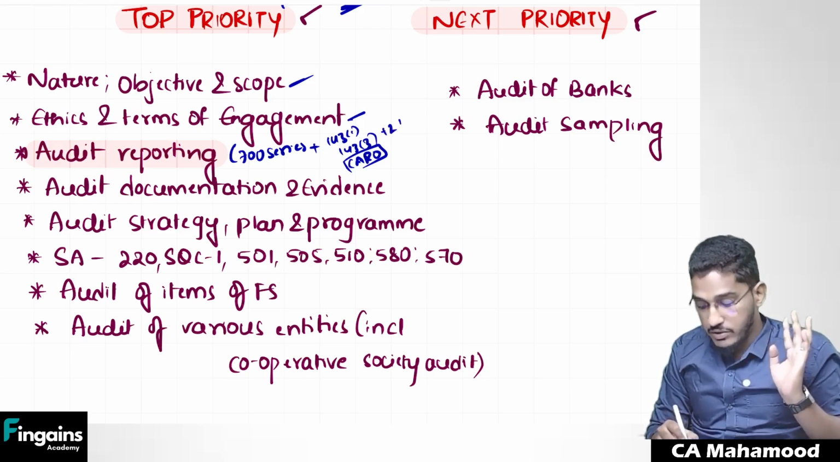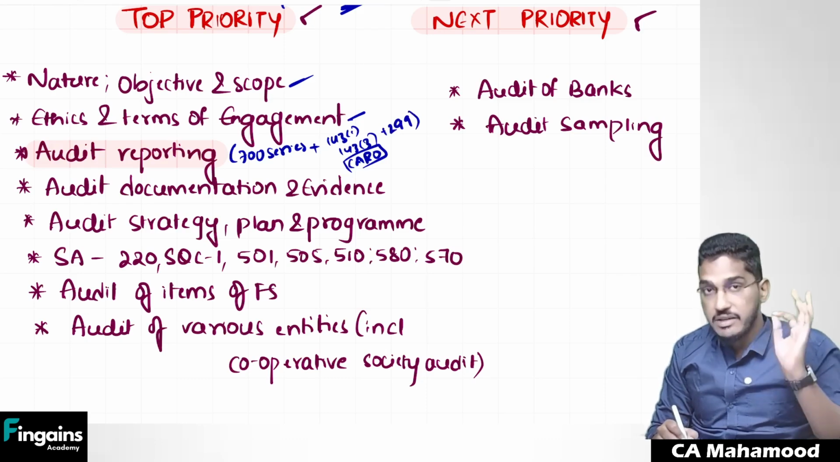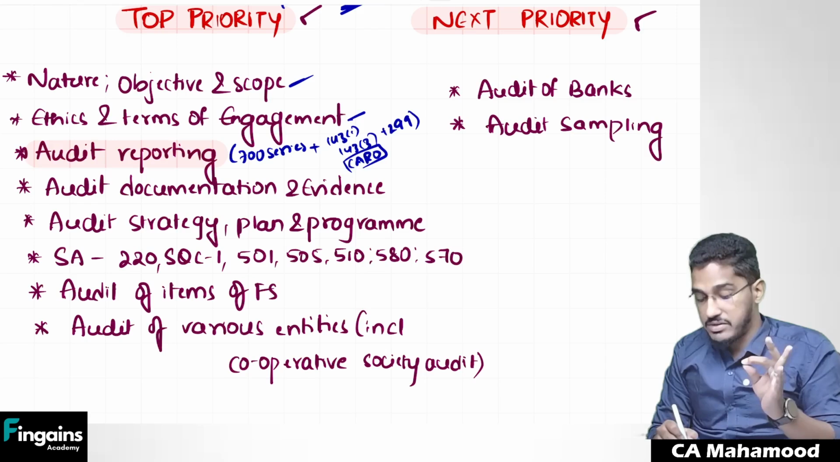Once again, from the same chapter, you will be able to find SA 299, which talks about joint audit of the financial statements.